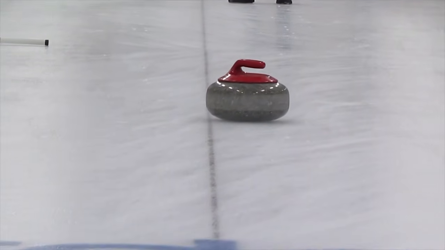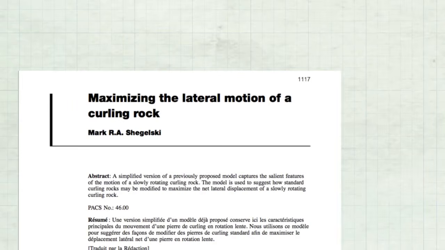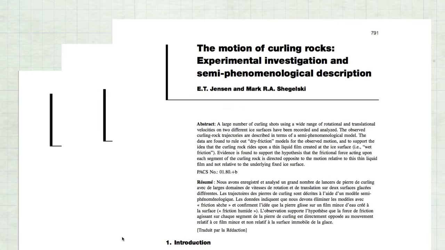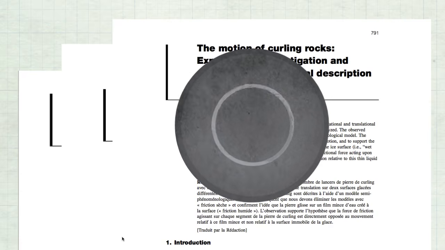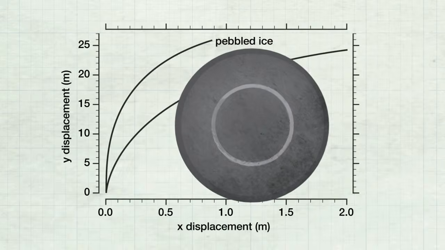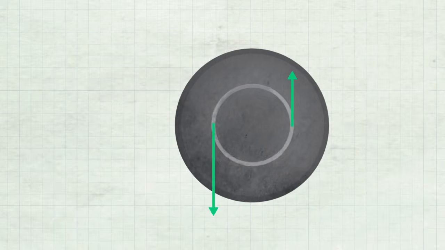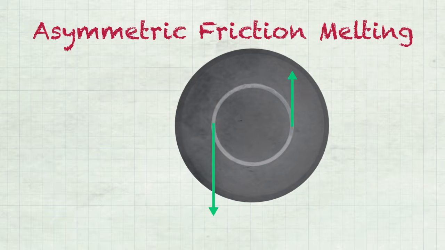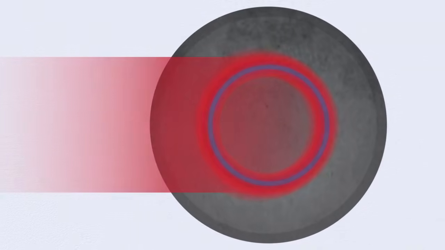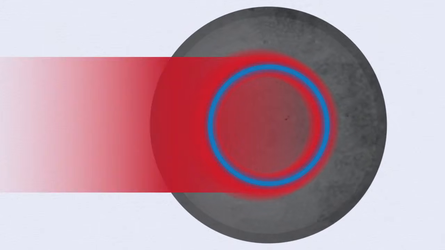Pretty convincing, right? Not so fast. Dr. Mark Shegelski at the University of Northern British Columbia in Canada once threw a stone with a polished metal running band which doesn't produce the same type of scratches. He observed that it curled like a normal stone by throwing it on freshly pebbled ice. Dr. Shegelski believes that the mechanism is something called asymmetric friction melting. When the stone travels over the ice, the friction heats up the ice and melts it, creating that lubrication barrier that we discussed earlier.